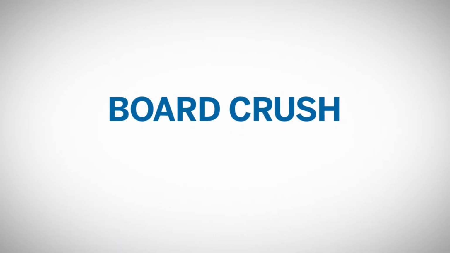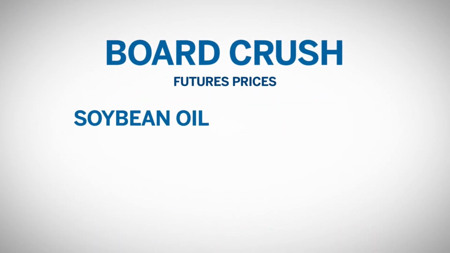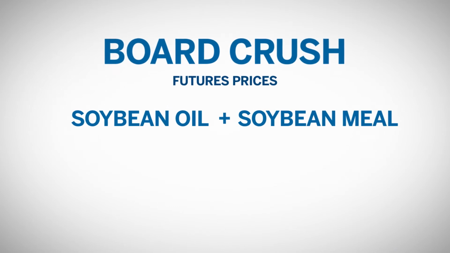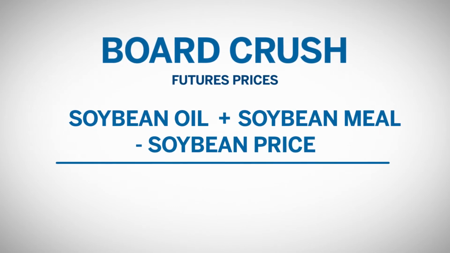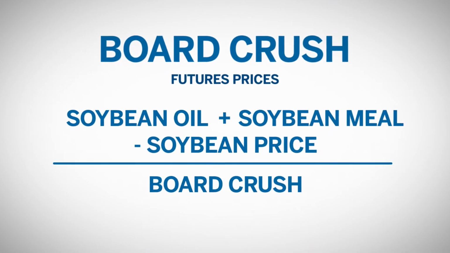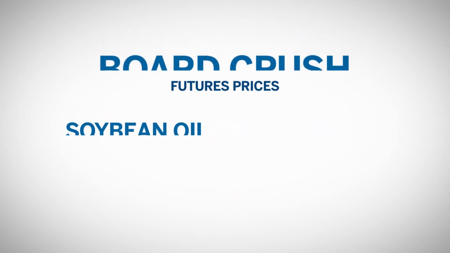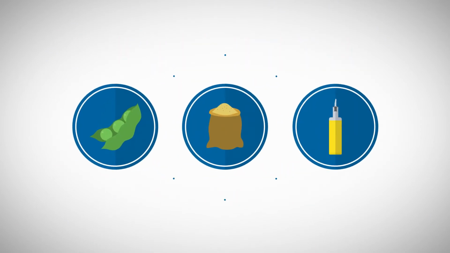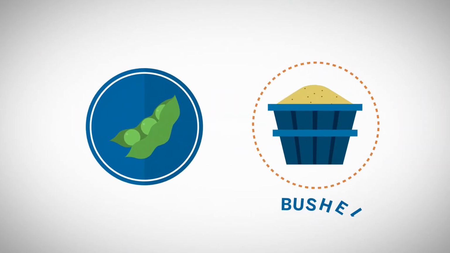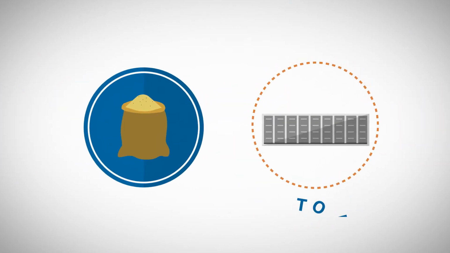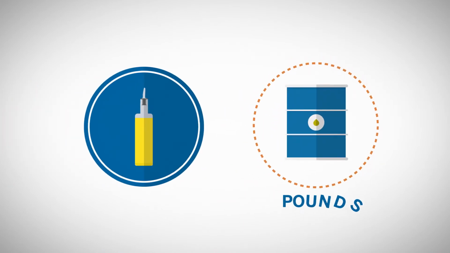The value of a crush equals the soybean oil futures price plus the soybean meal futures price minus the price of soybean futures. So how is this crush actually calculated? First of all, soybeans, soybean meal, and soybean oil all trade in different units. Soybeans trade in bushels. Soybean meal trades in tons. Soybean oil trades in pounds.